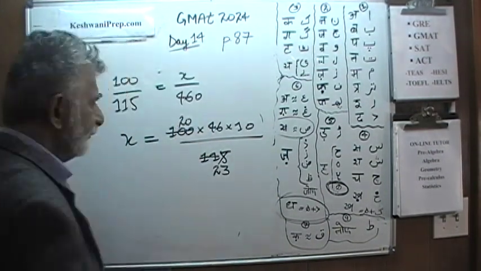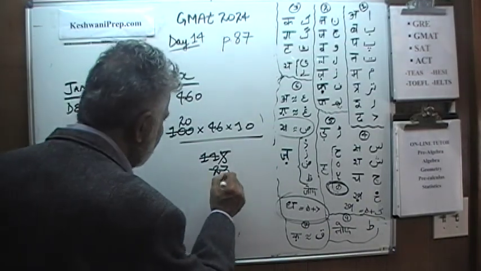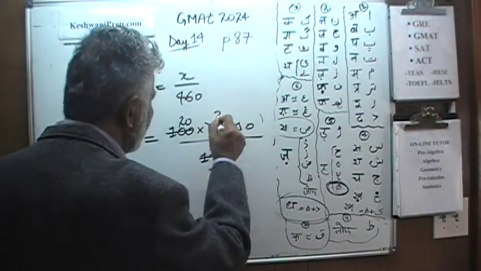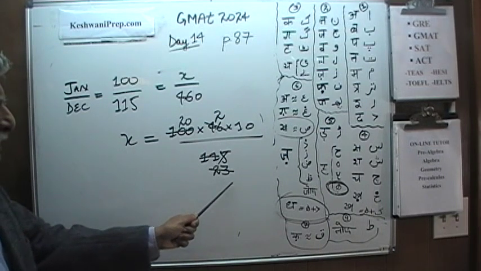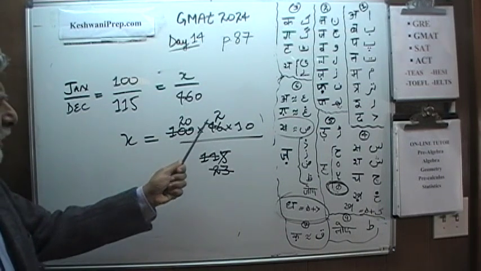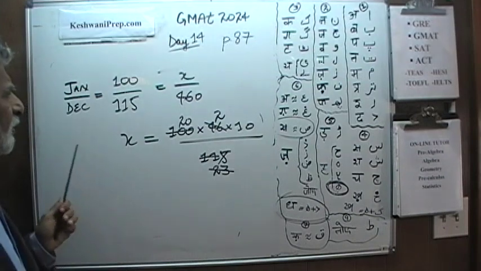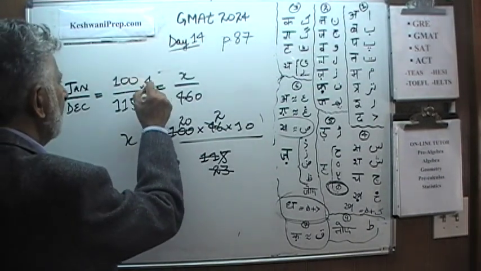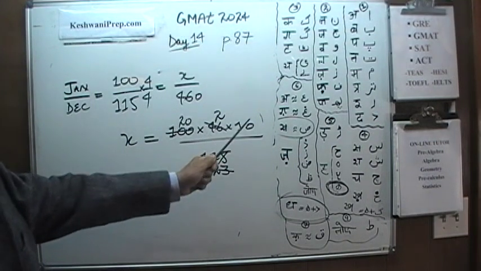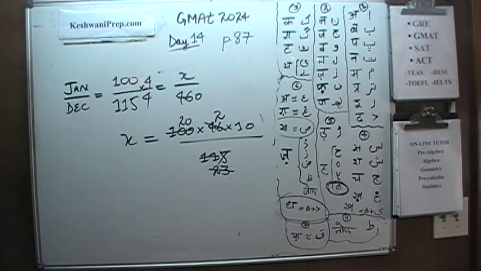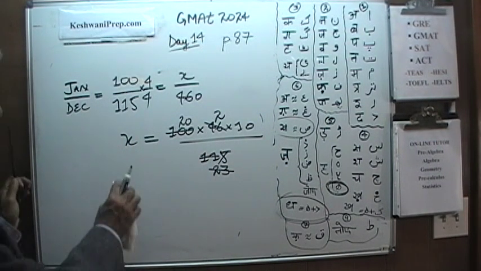It's just 20. And now we can see 46 is made up of 2 23s. 23 times 2 is 46. There you go. 20 times 2 is 40. 40 times 10 is 400, which is exactly what we have found before. So that's another way of doing it.